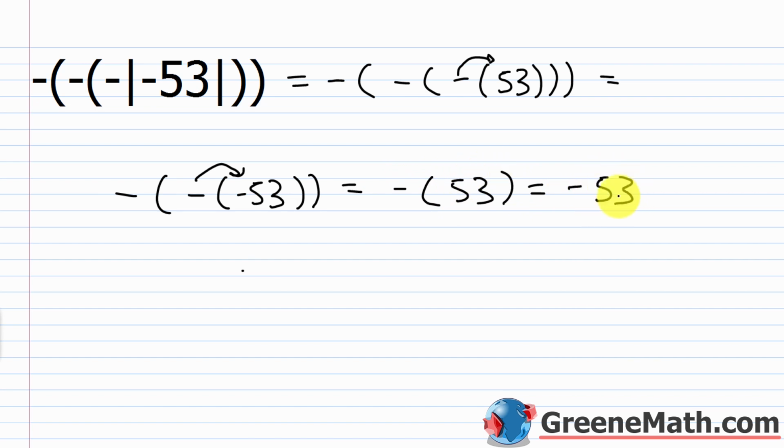And again, I can't repeat this enough. If I just look at how many of these signs I have outside of the absolute value operation, if it's odd, which in this case I have 1, 2, 3, 3 is an odd number, I know I'm going to get a negative result. If it's even, right, divisible by 2, I know I'm going to get a positive result.